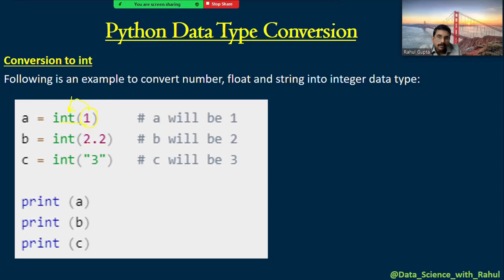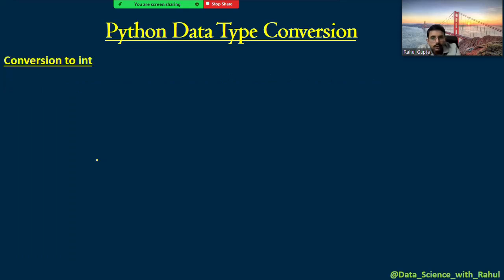So I will get a 1. Convert to integer, I will get a 2. Convert to integer, see, this is a string, basically. I'm converting it to integer. So if I print, what should I get? 1, 2, 3. Correct.